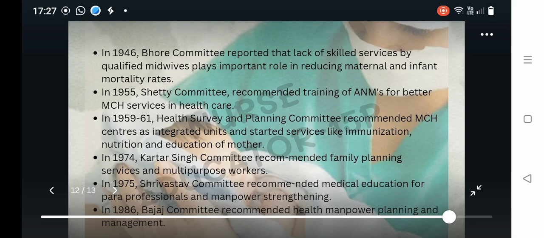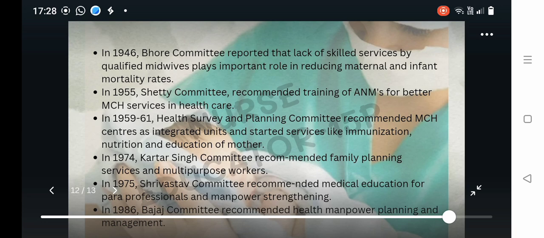In the year 1946, the Bhore Committee reported a lack of skilled services by qualified midwives. They reported that qualified midwives play an important role in reducing maternal and infant mortality rates. So they started skilled services by qualified midwives.